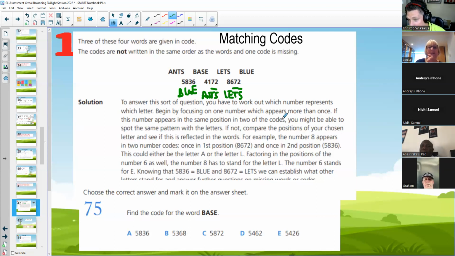I've done the hard work. The hard work is about pairing them up. Once you've done the pairing, the questions hopefully should be quite easy to work out.